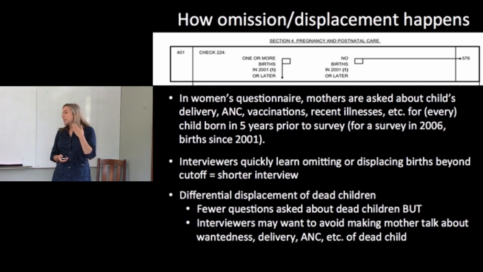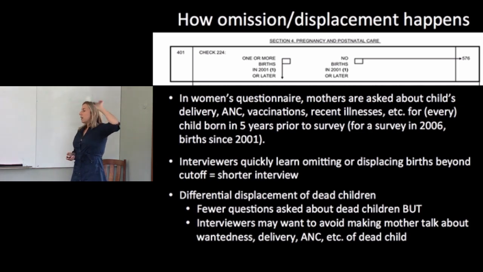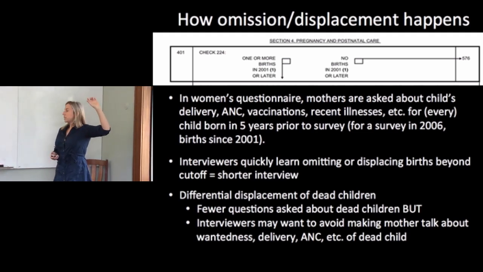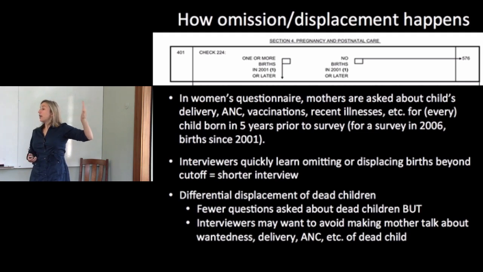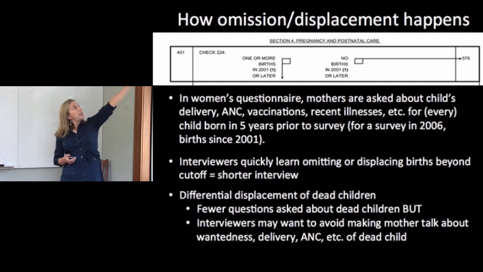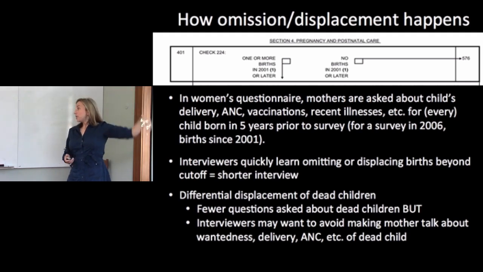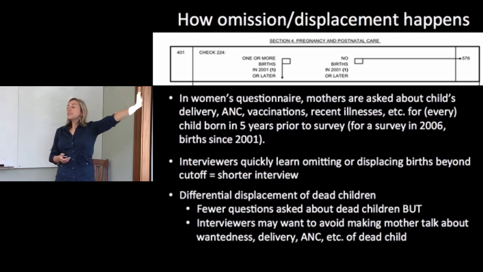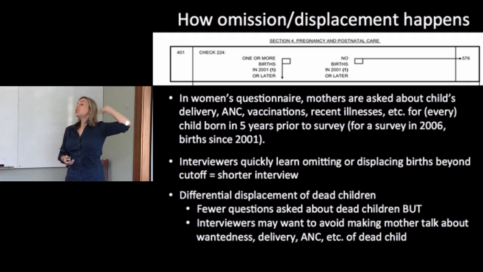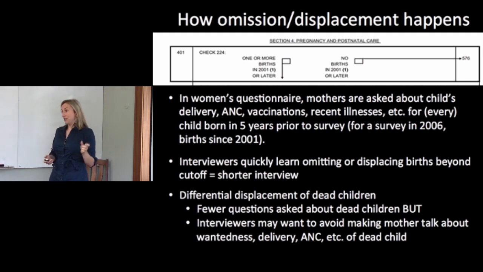Now here's how birth displacement happens. In the DHS questionnaire, at the top of a long section of the fertility maternity history, is this skip pattern. If the woman had one or more births in this period, usually 5 years prior to the date of survey, say a survey that took place in 2006, she answers a long series of questions about each birth that took place since 2001. If she has not had any births since 2001, she gets skipped out of two entire sections of the questionnaire.